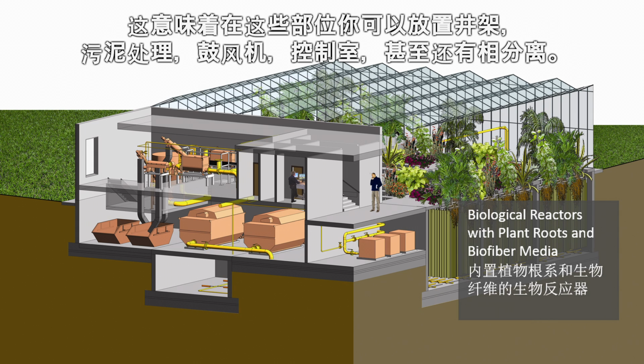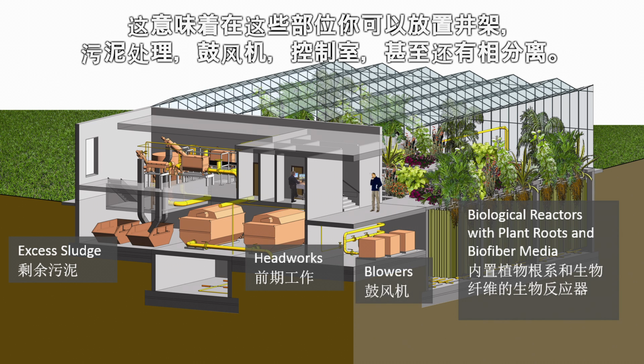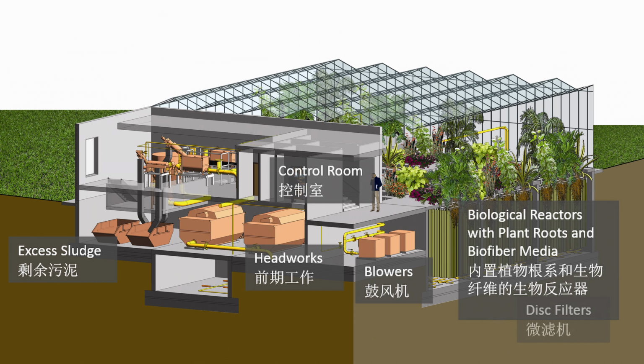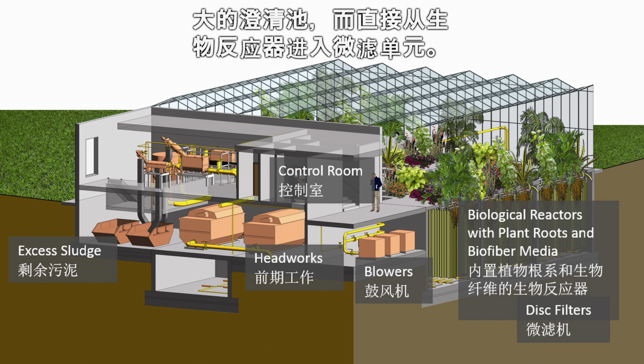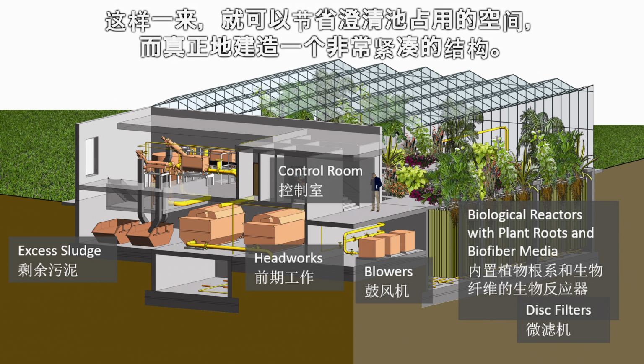On the left-hand side, you can see the mechanical equipment, typically in multi-story arrangement to provide a spatially very efficient solution. That means that it is in these sections where you will find the headworks, sludge treatment, blowers, control room, and even phase separation. In the Organica plants, as you will see later, it is possible to forego the clarifier, the traditional large clarifiers, and directly go from the biological reactors to a microfiltration unit. This way, it is possible to save all that space and really create a very compact structure.